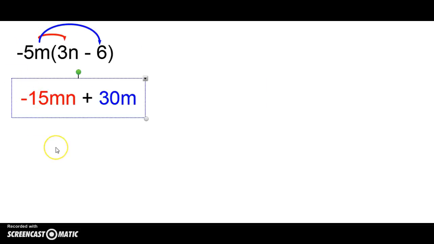Oops, I didn't block this one ahead of time. That's all right. So we look at the first one, negative 5m times 3n. A negative times a positive is a negative. So you'd have negative 15mn. Here you'd have a negative times a negative, so you'd have a positive 30m.